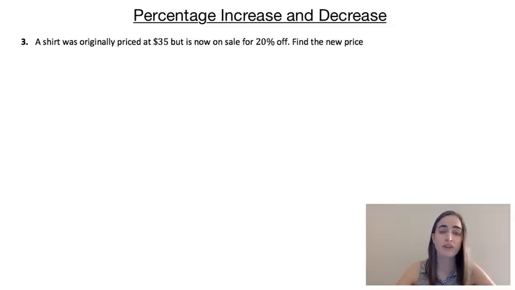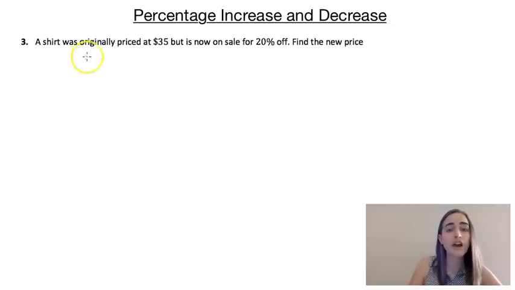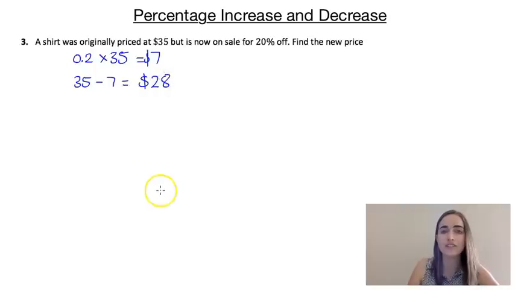For our third example, we're told that a shirt was originally priced at $35, but now it's on sale for 20% off, and we're asked to find the new price. So again, we can figure out what 20% of that $35 is. So we'd write it as 0.2 or 0.20 or 20 over 100, and we'd multiply that by 35, and that would give us $7. So it's going to be $7 off, so we'd go $35 minus the $7, which tells us that our shirt is now going to cost $28.